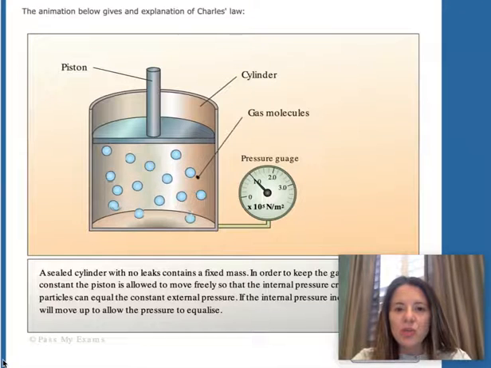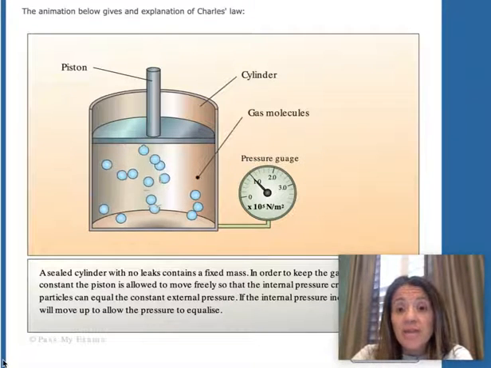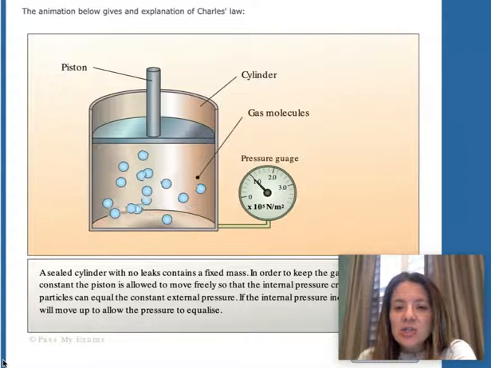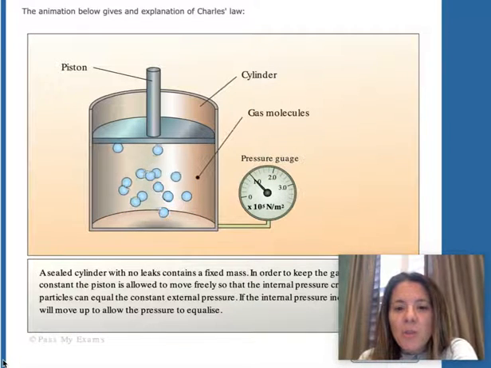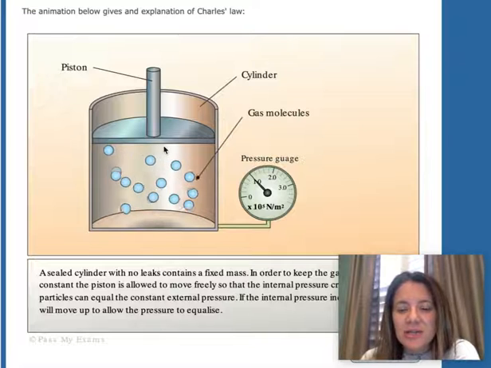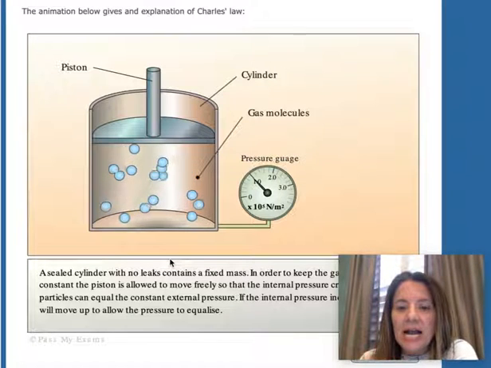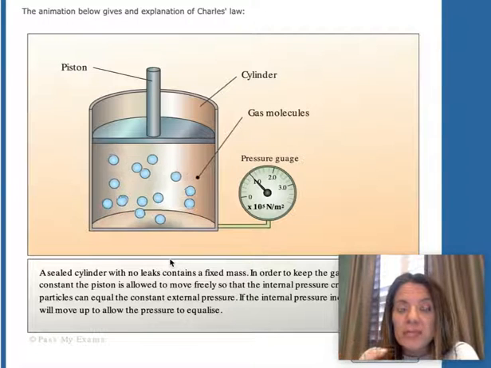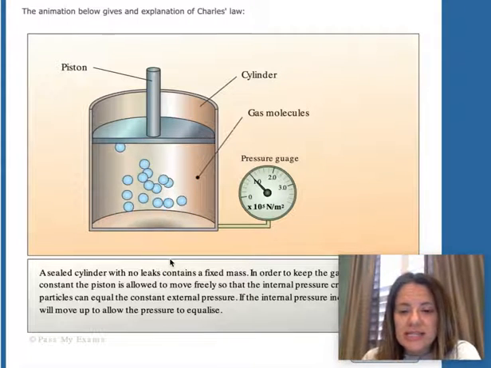In this simulation, we're going to take a look at the effect that temperature has on the volume of a gas. Just as we saw in Boyle's law, we have a closed cylinder here with a fixed amount of gas molecules. So we have a certain number of moles trapped within this cylinder.